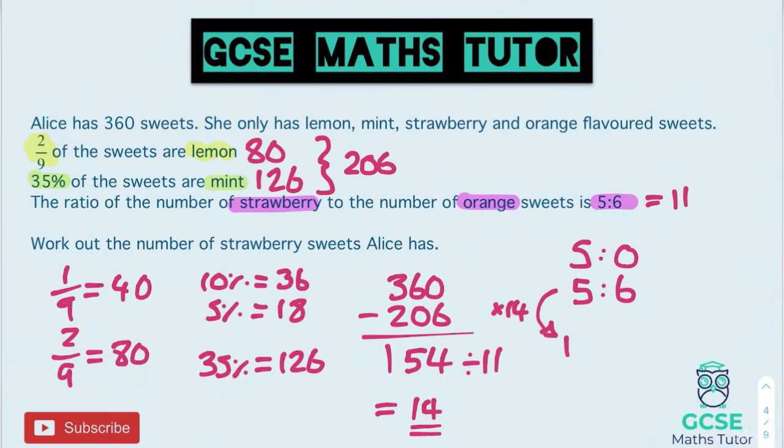which gives us 70 for strawberry. And for the 6, we'll times that by 14. And that is 84. At this point, add those two together just to double check. 70 and 84 add together to make the 154. So we should have a correct answer there.